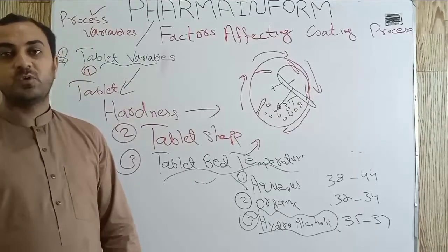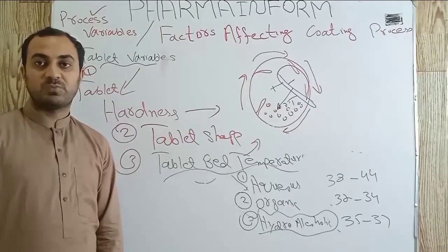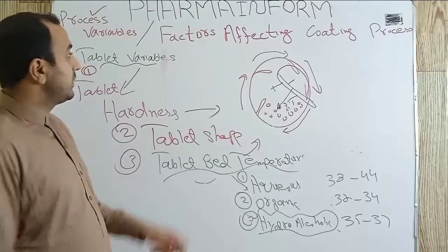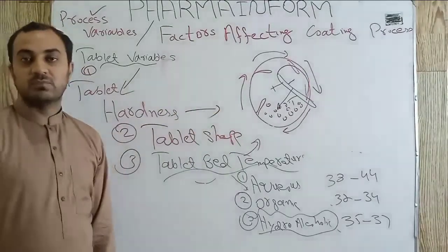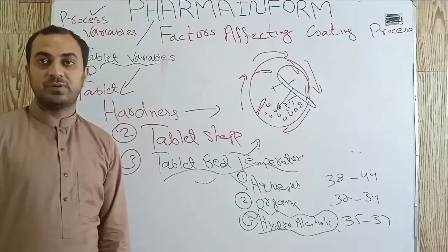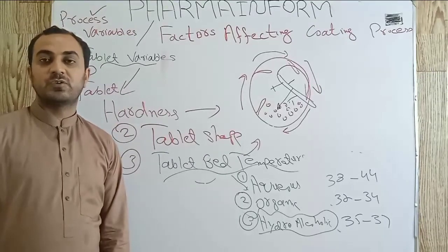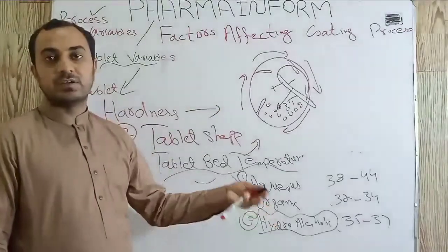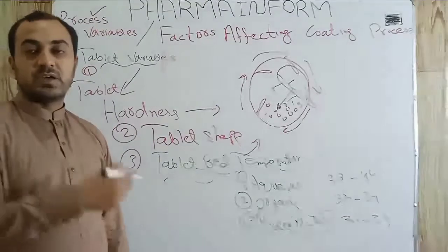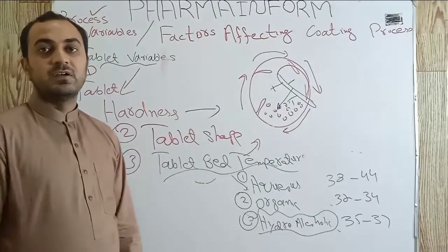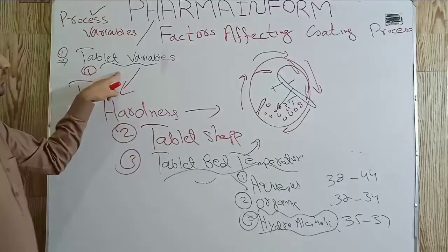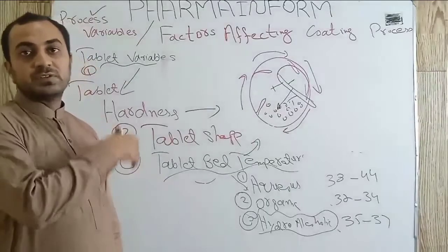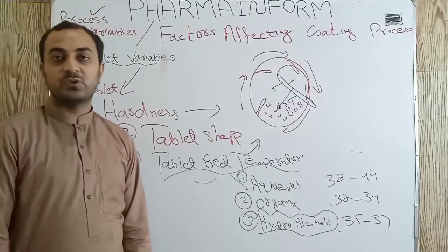In Pharma Inform, as you know, we are discussing the tablet coating operation and the different factors affecting the process of coating. In the last video, we discussed a brief overview of the different parameters or factors which may influence our coating operation. Today, we will discuss each and every factor in detail, which will be helpful to understand the coating operation. So we will start from our first variable, which is tablet variables. We discussed the classification of parameters in the last video.